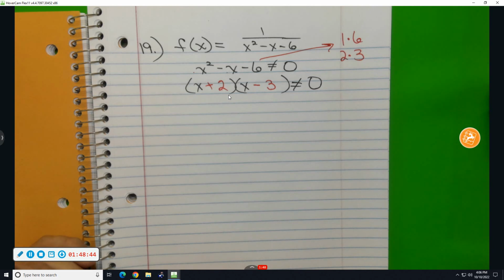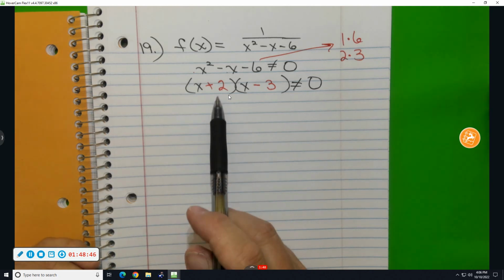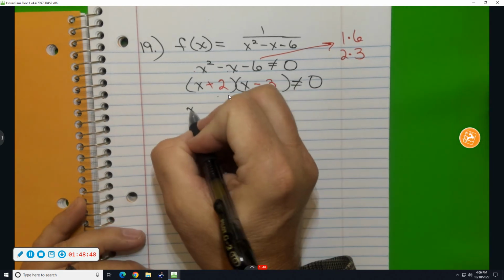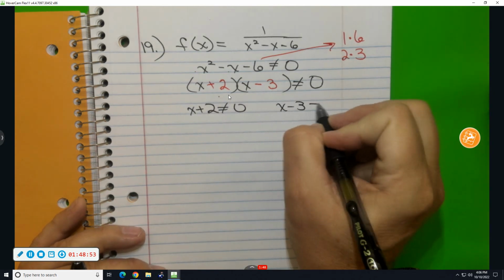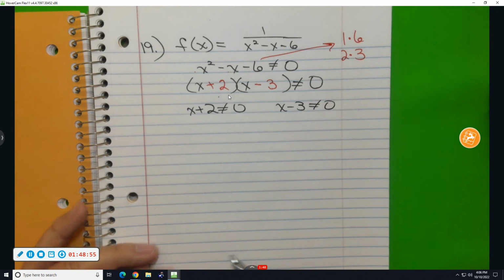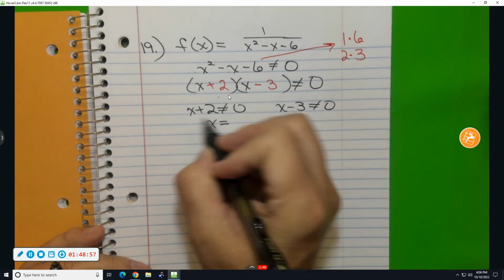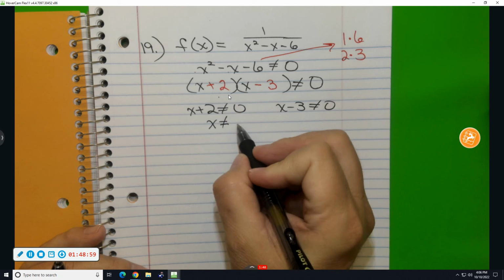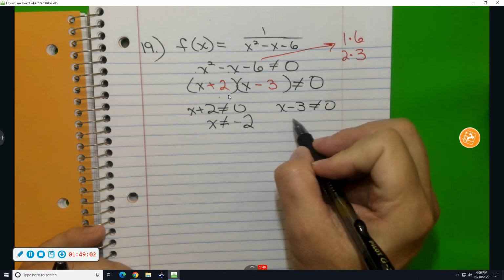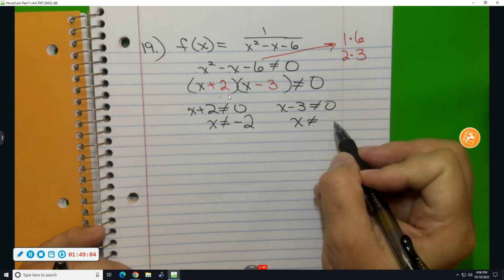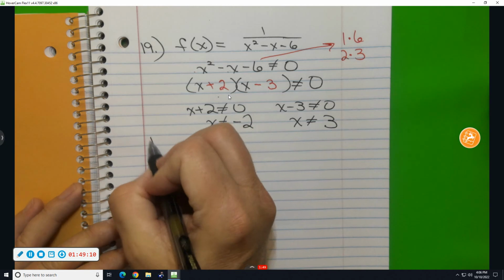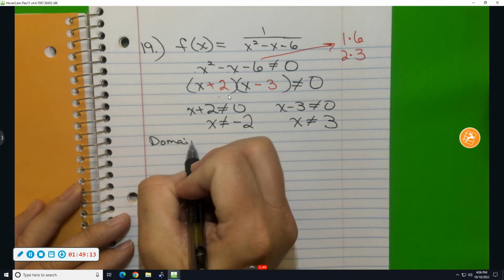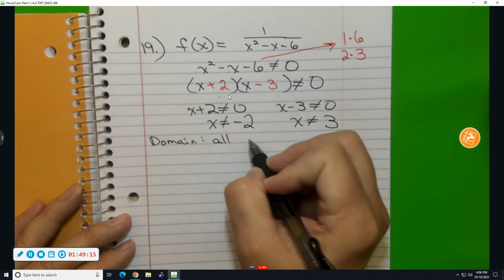And now, we have 2 separate factors. We don't want either of them to be 0. So x cannot equal negative 2 here. Here, x can't equal 3. In words, the domain would be all real numbers except negative 2 and positive 3.